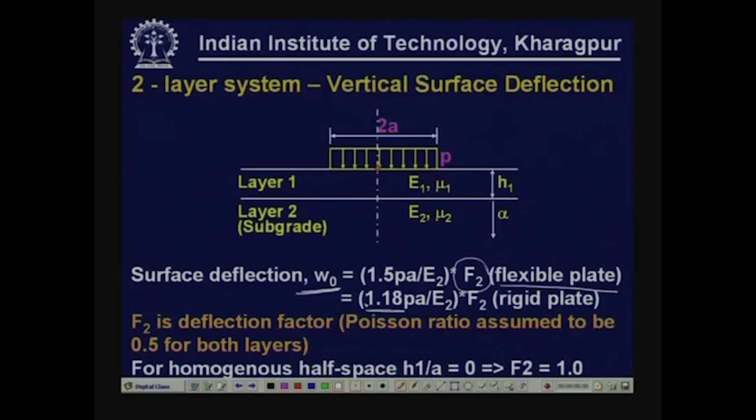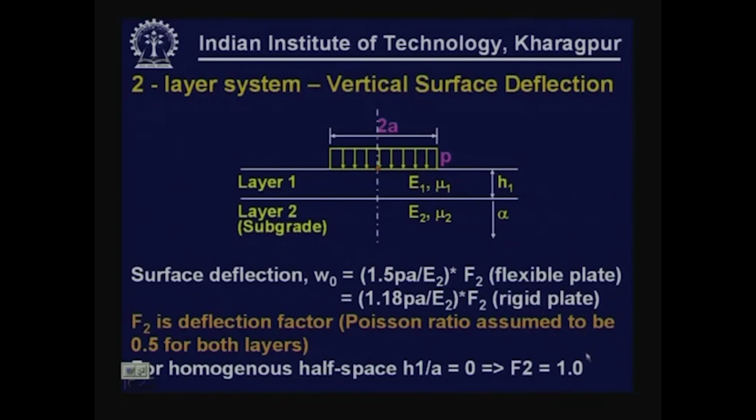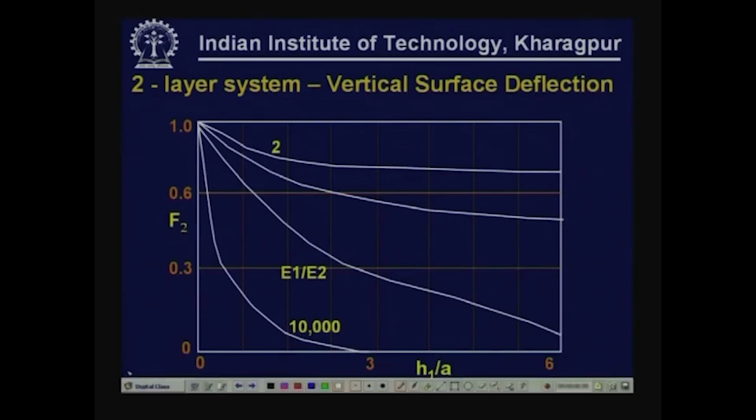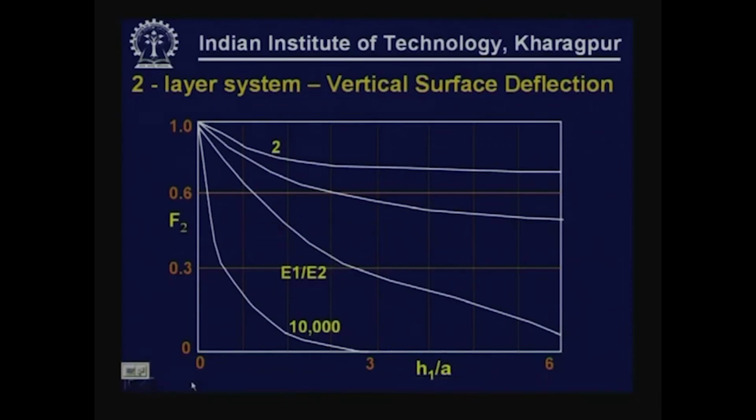F2 is the deflection factor. Here we are assuming Poisson ratio to be 0.5 for both pavement layers. For homogeneous half space, H1 by A will be equal to 0, which gives us an F2 value of 1. We will see how we can make use of this system. This is the typical vertical surface deflection chart for a two layer pavement system. Here, if you know the thickness of the layer H1 expressed as H1 by A, if you know the modular ratio, then we can find out the deflection factor F2. Substituting this in the equation, we can calculate the surface deflection either for a rigid plate or for a flexural plate.